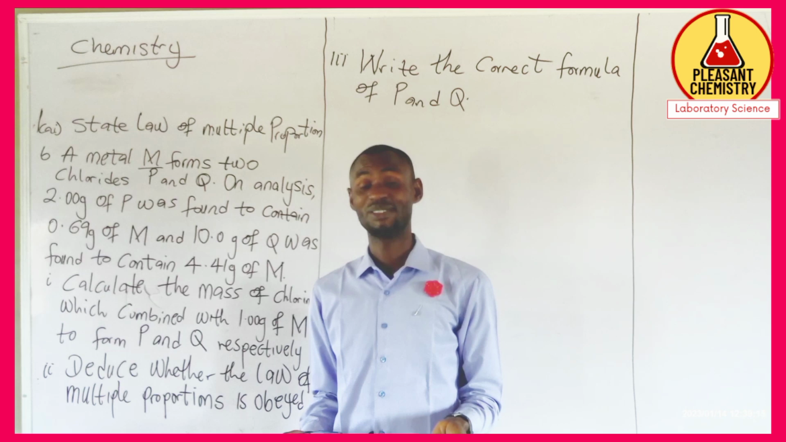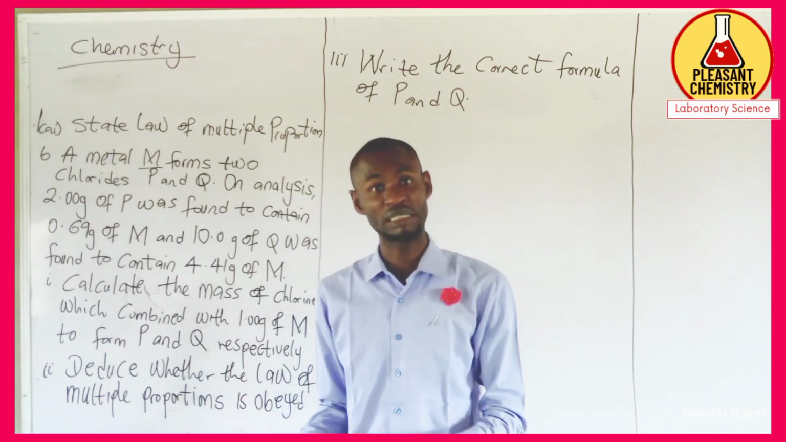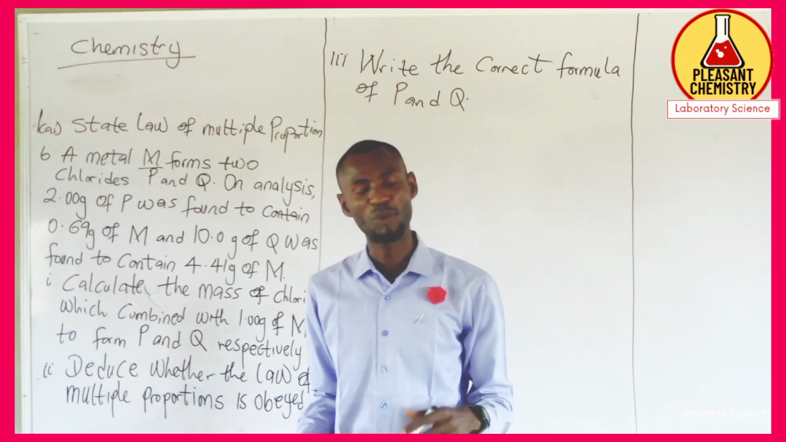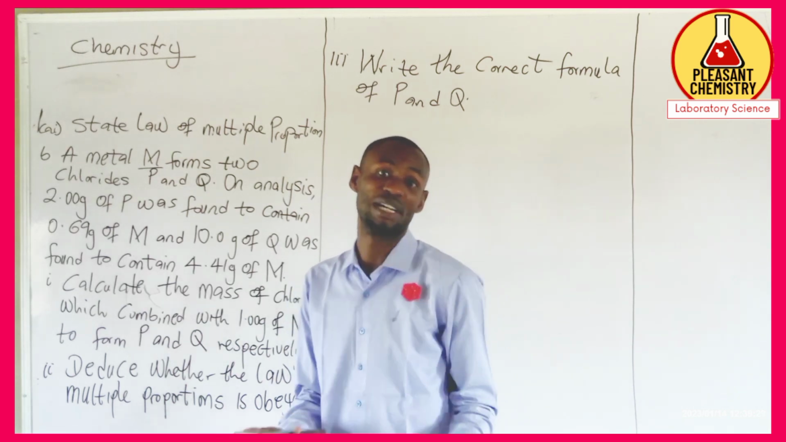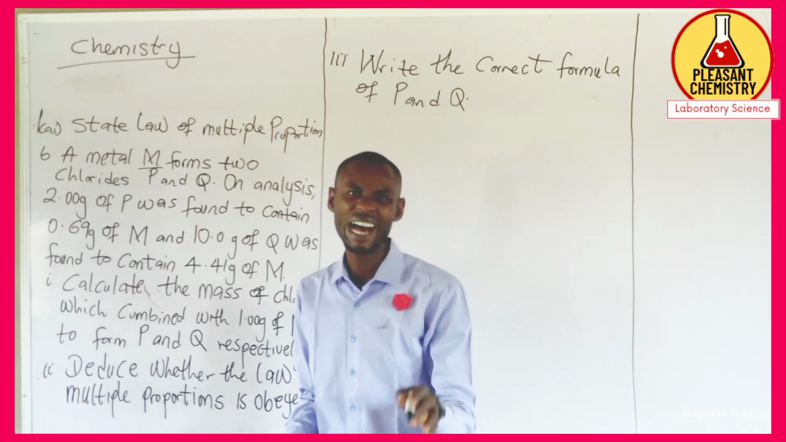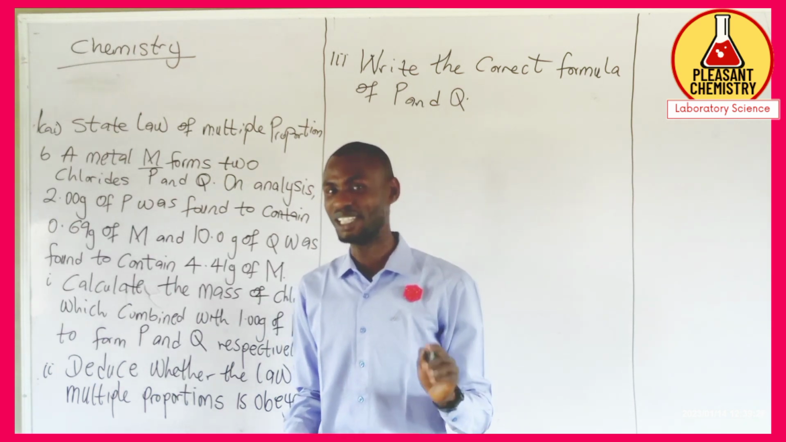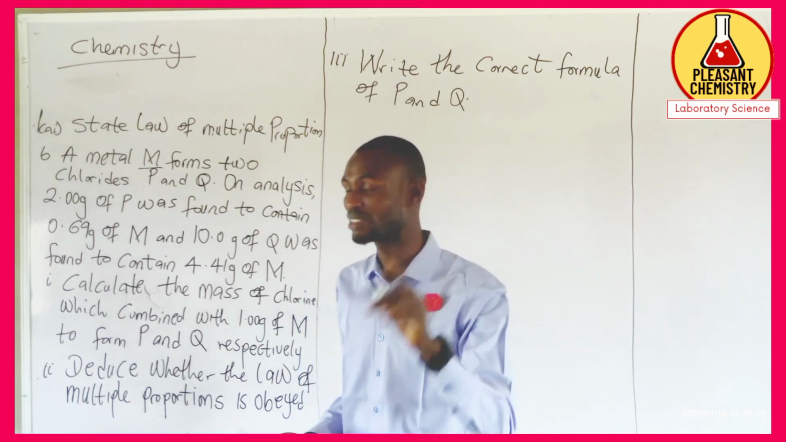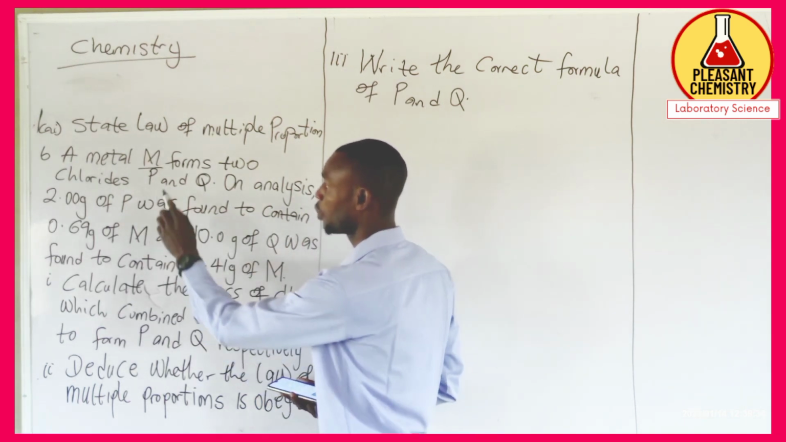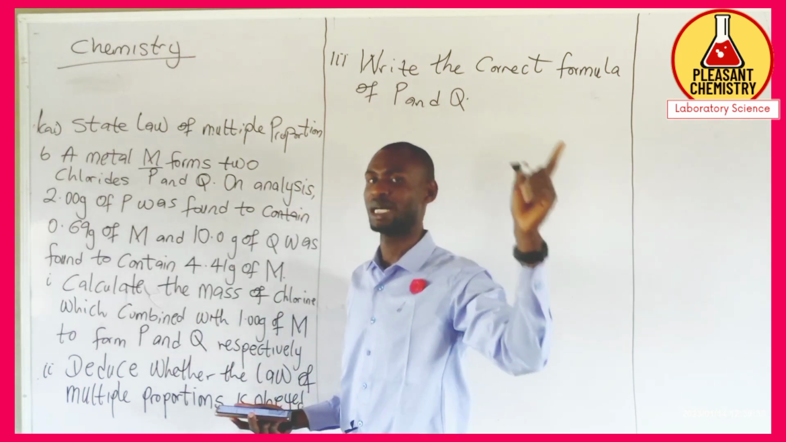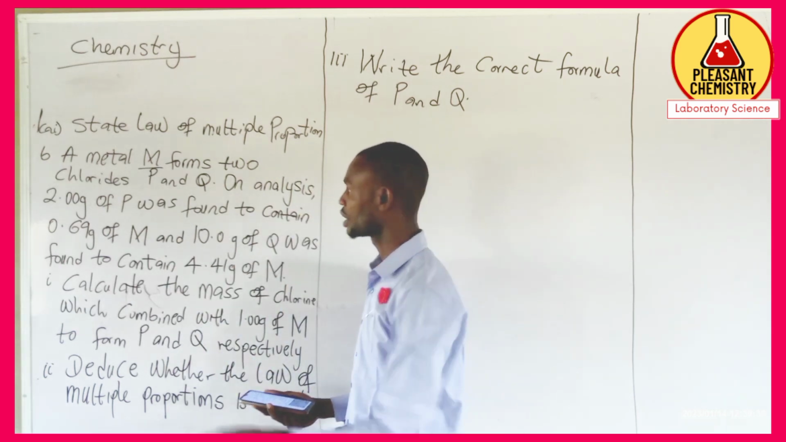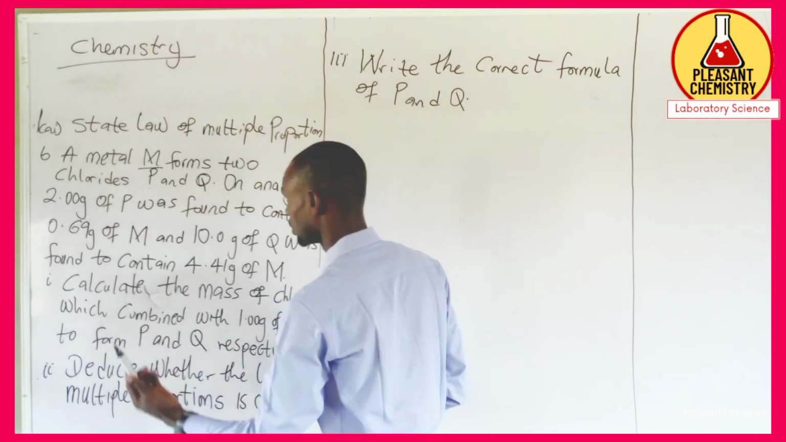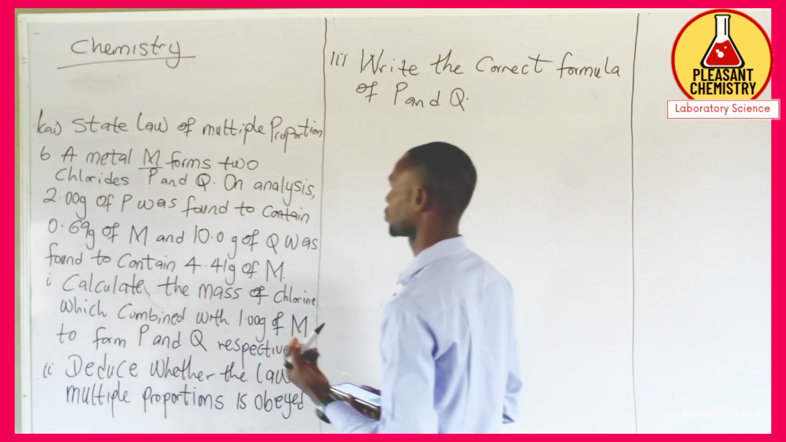Imagine, when a lady is single, we call her Miss, M-I-S-S. But when a lady is married, you call her Mrs. The same thing is what is happening here. When chlorine combines with another element, it forms chlorides. And that's why we have P as a chloride and Q as also a chloride.